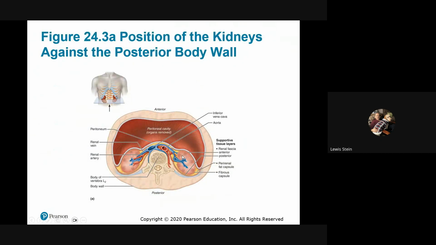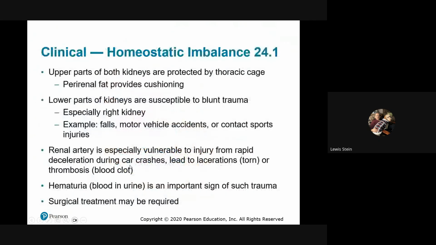Here they are located back here. You can see them. So upper, and the fat protecting it, lower, susceptible to blunt trauma. Right is lower. Falls, motor vehicle accidents, sports injuries, of course.